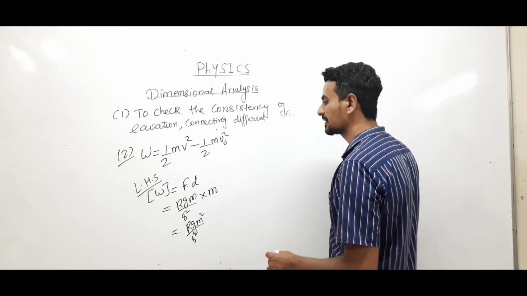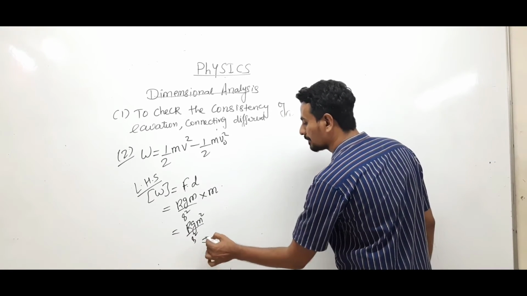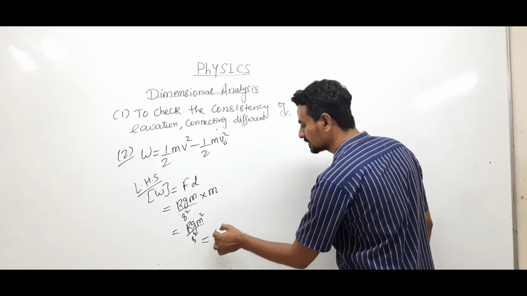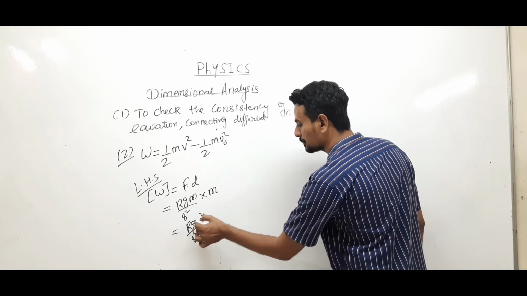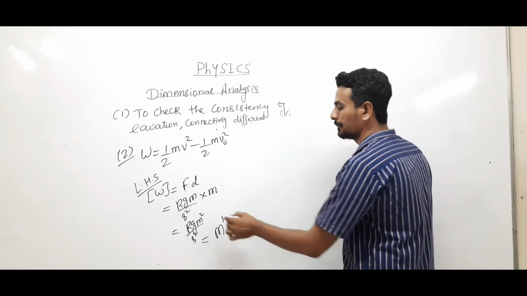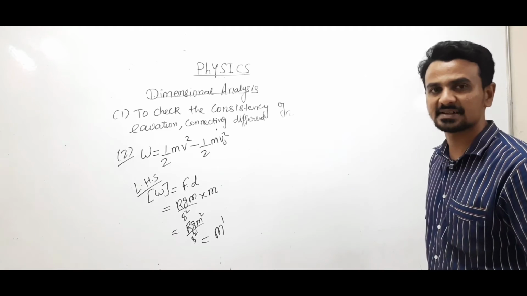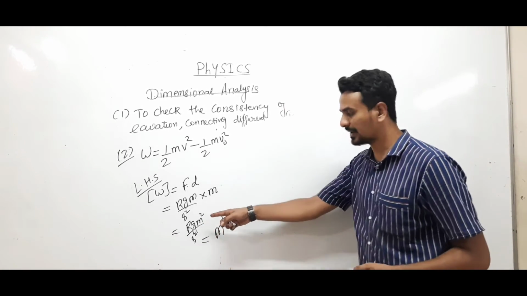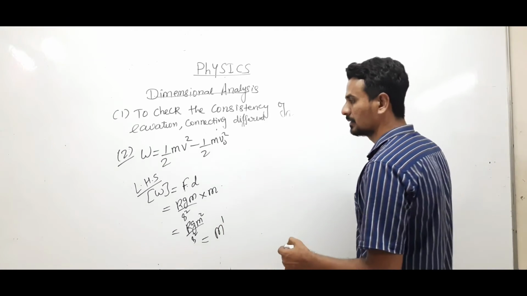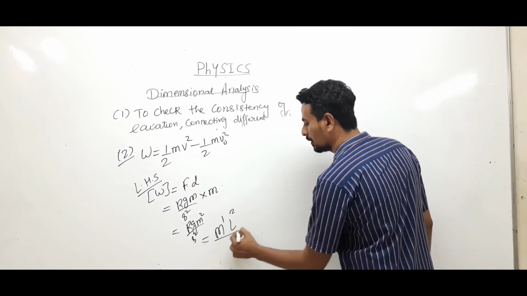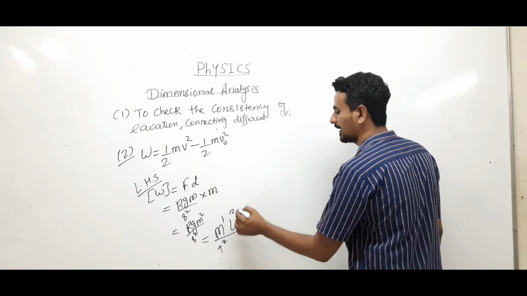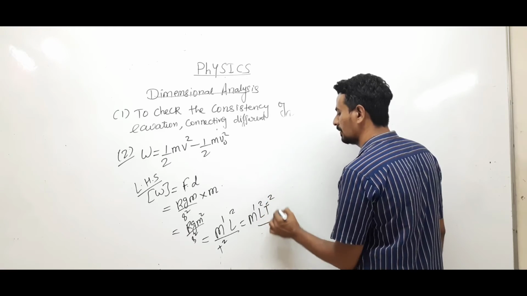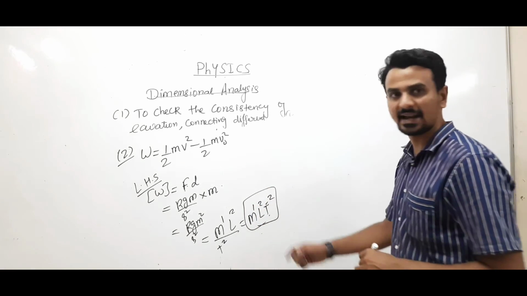So now I will write the dimensional formula for work done. Kilogram is a unit of mass, the physical quantity mass. Since there is no power, so M raised to 1. Meter square. Meter is a unit of length, so L2, T2. So finally it comes out to be M1 L2 T minus 2, right? So this is your LHS.